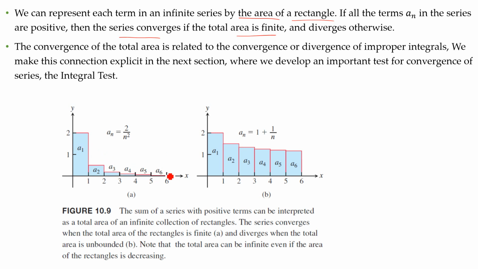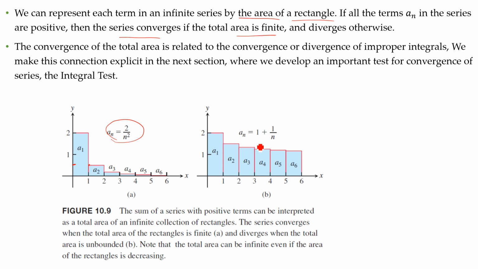In this case, you can see this is the sequence a_n, and its terms are represented by rectangles. a1 is represented by this rectangle, a2 is this rectangle, because a1 is equal to 2, so the height of the rectangle in the first interval is 2. a2 is 2 over 4, that is 1 over 2, so the height of the rectangle is half. And so on, you can draw the rectangles for every term. This series is convergent because the sum is going to be finite.